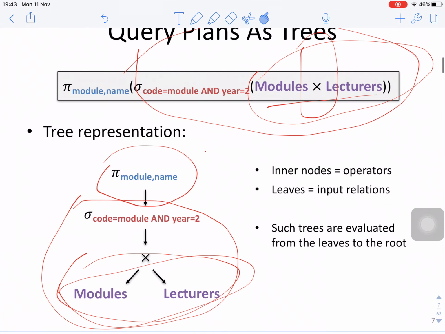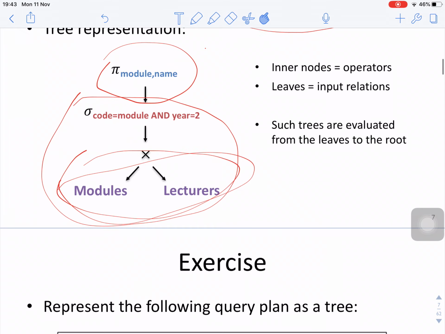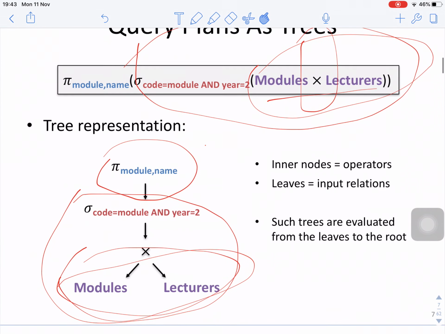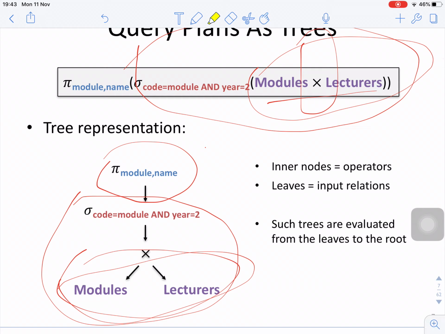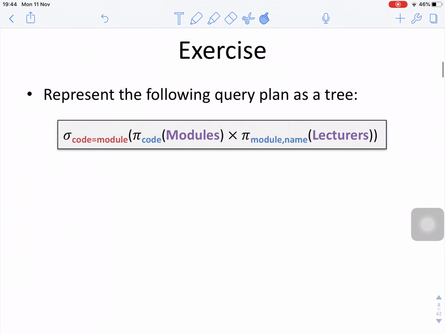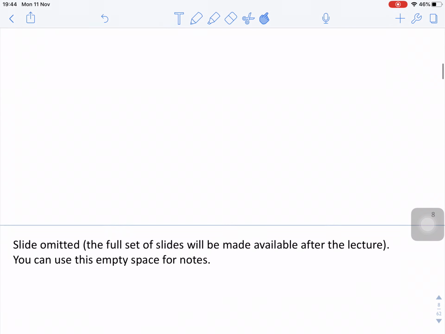And this query plan can be represented as a tree, where we project the module and name, and where the code equals module and year equals 2. At the bottom is the Cartesian product, and then we do the selection and we do the projection. In this exercise we can represent the following query plan as a tree.